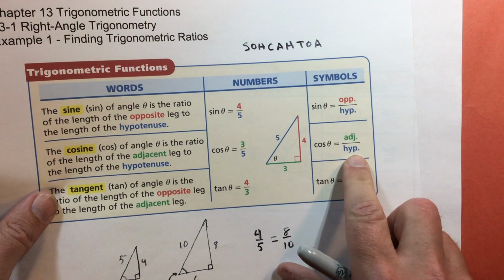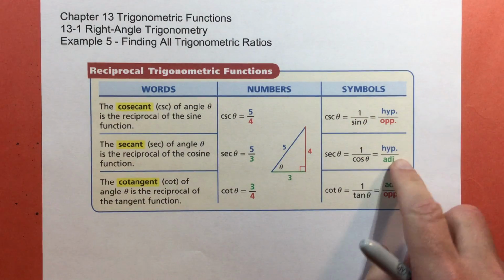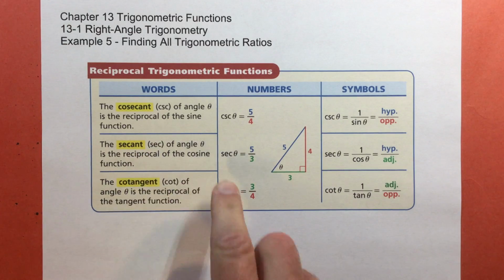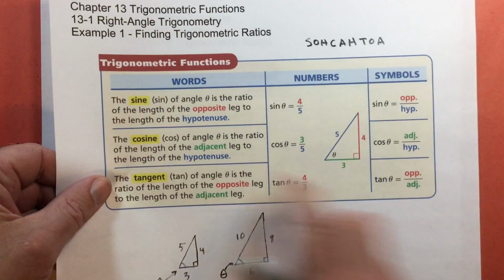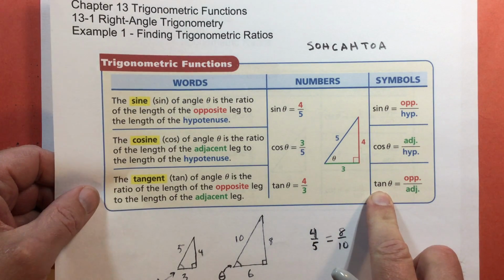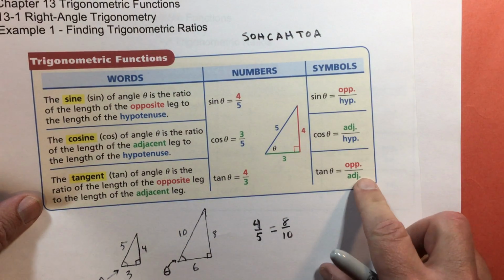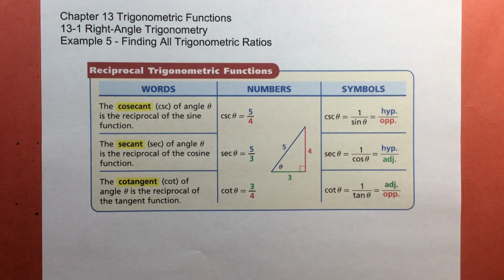Cosine is adjacent over hypotenuse. The reciprocal is hypotenuse over adjacent. Hypotenuse over adjacent we call the secant. And these are the words, just like this page, these are the words highlighted, and then the 3-letter combination is the shortcut for it, the abbreviation. For the tangent, opposite over adjacent, the reciprocal becomes adjacent over opposite. That is the cotangent.